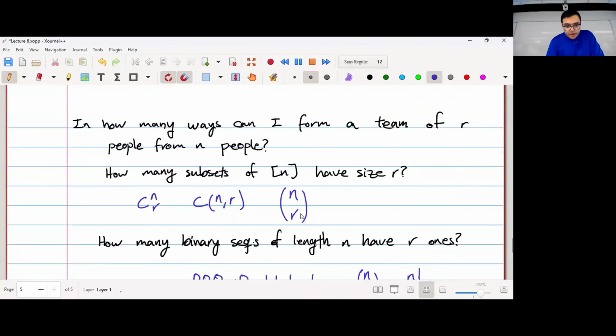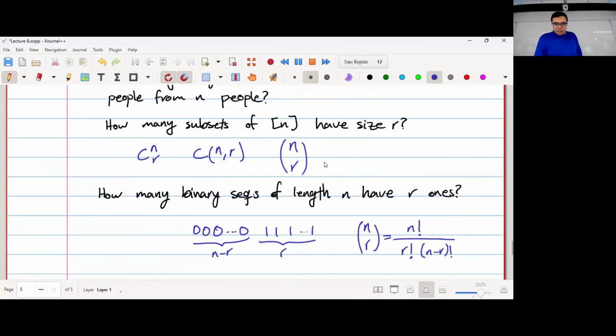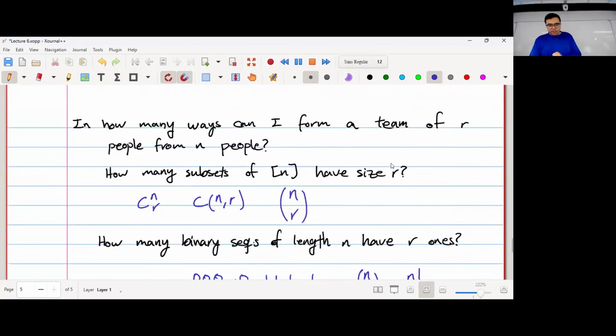And again, all of these are basically the same problem. In how many ways can I form a team of R people from n people, or how many subsets of size R can I take from n elements, or how many binary sequences of length n have R 1s? Okay. But can we count the same thing in a different way? So I gave you one way of counting this, but the other way is this.